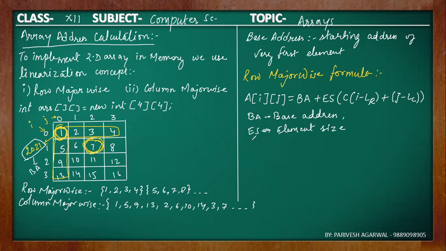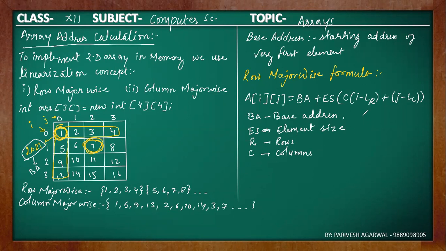Here R and C: R means the number of rows and C means the number of columns, that is, how many columns are there in that 2D array. I and J, you know that these are the locations.